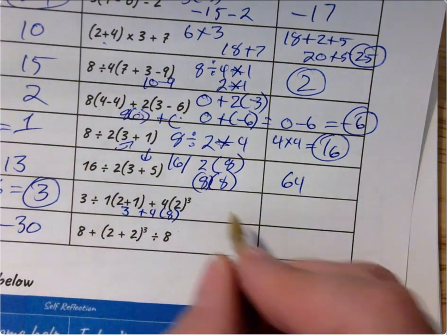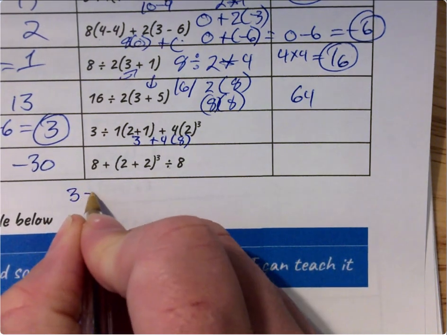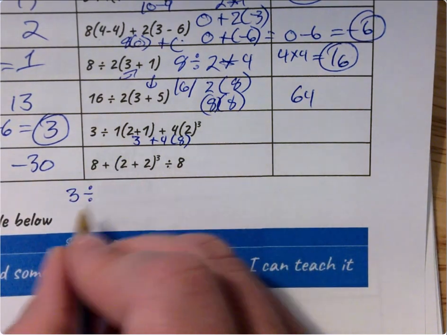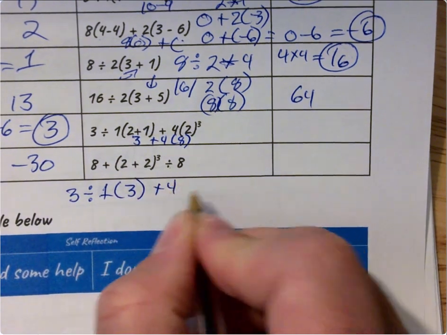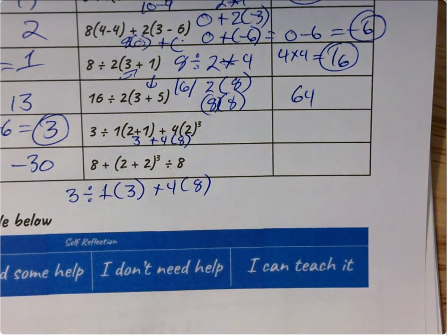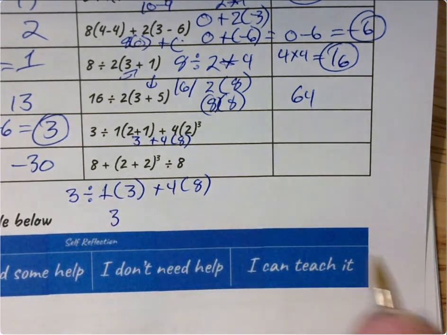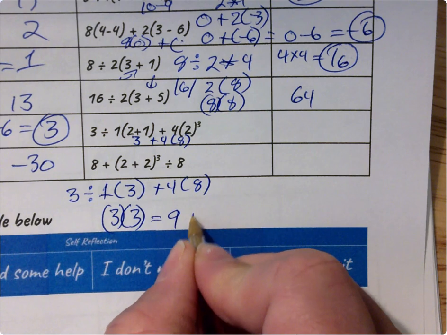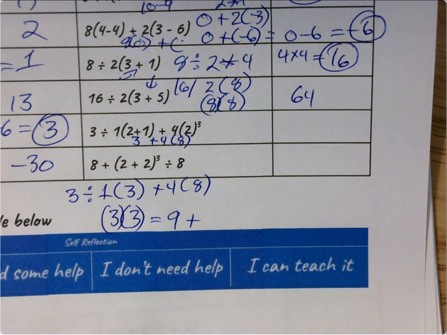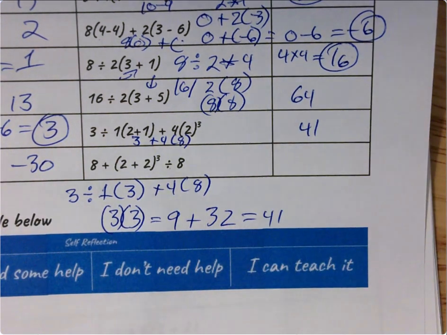So now let's rewrite this so it's a little bit easier. And I'm going to scoot my paper down here. So we got 3 divided by 1 times 3 plus 4 times 8. So I'm just rewriting it so it's clear. It's easier for me to work. Well, 3 divided by 1, that's 3. Then we do 3 times 3, which is 9. We're going to add 9 to whatever 4 times 8 is. Well, 4 times 8 is 32. So this answer here is 41.